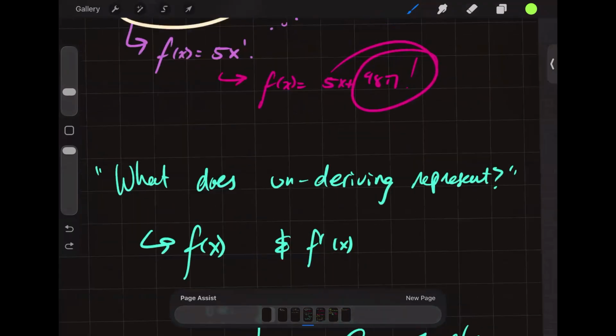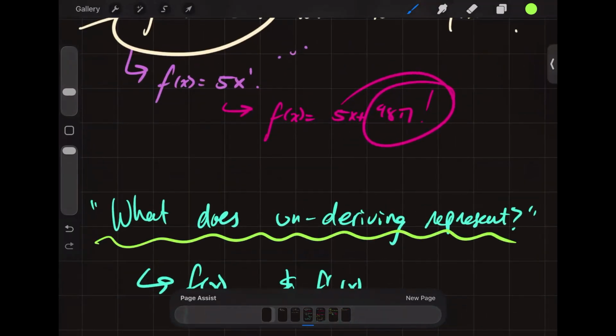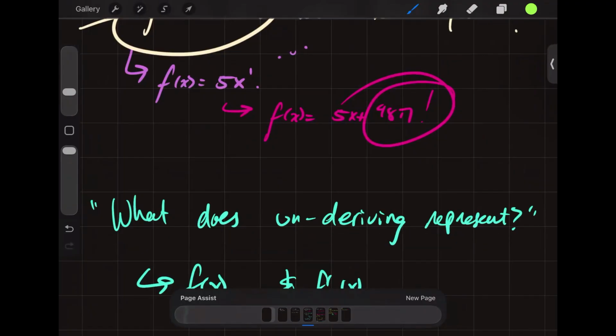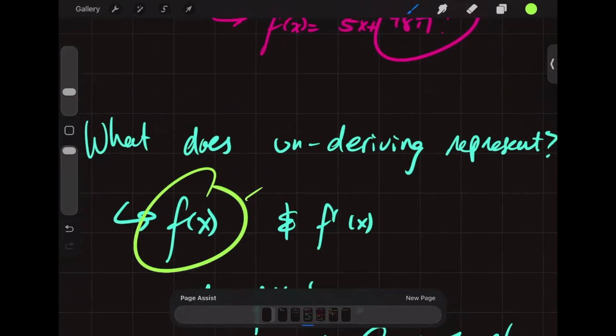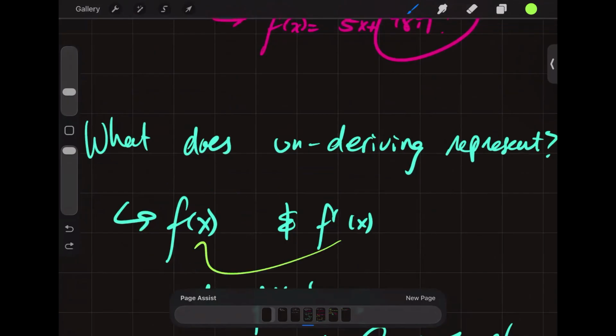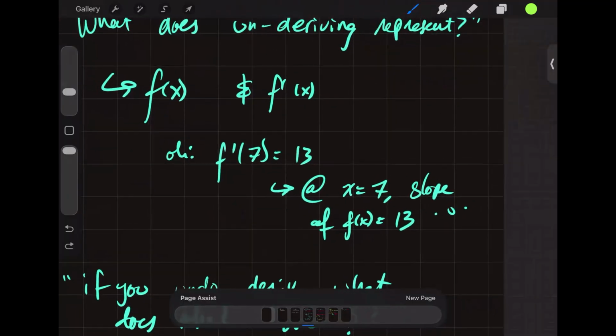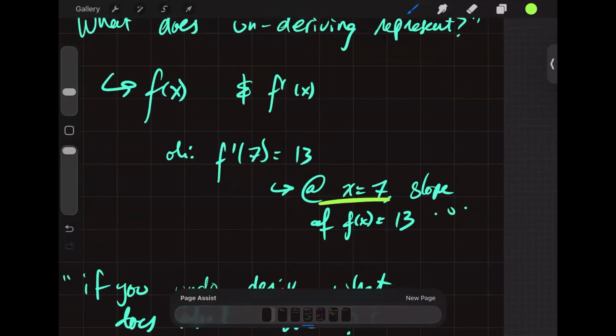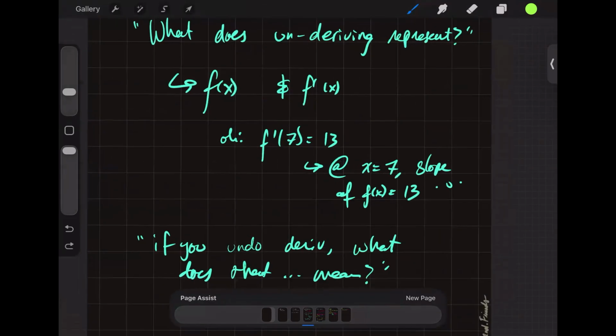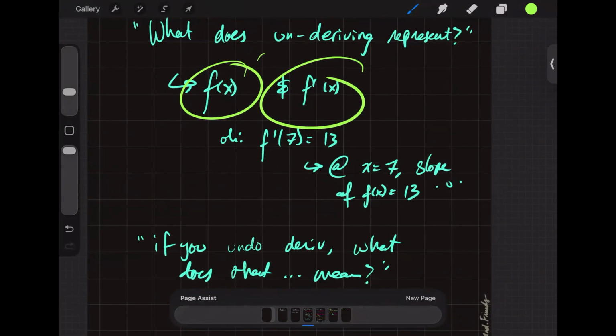Now, the next question is, what does underderiving represent? Like, you know how f of x and f prime of x, you take this, you derive it, you end up with this, right? What does going backwards do? Like, oh, f prime of 7 is equal to 13, which means at x equals 7, the slope of f of x is 13. Please don't forget that the relationship between here and here is this is the original function, this is the derivative function, okay?